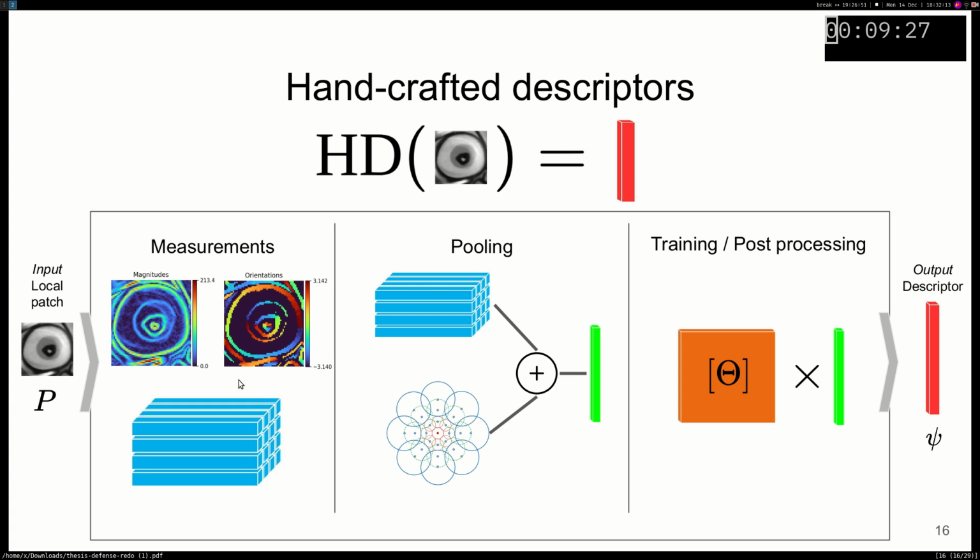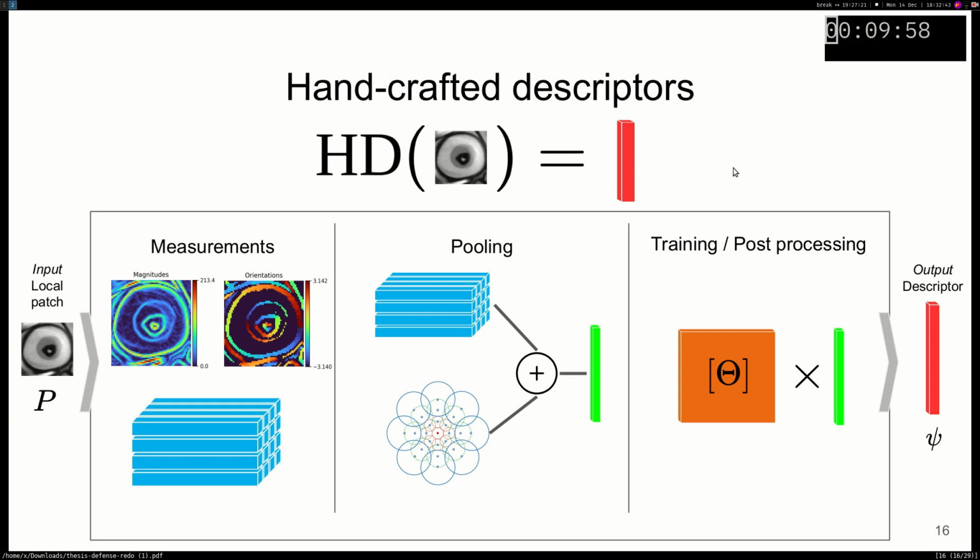So first, in the step of measurements, in our case we took gradient orientations and magnitudes, and we embedded them using a kernel descriptor. Now, in the second step, we use some pooling, which can either be aggregation over some spatial bins and then concatenation, or spatial encoding as we used. And the third is training or post-processing, which in our case was an affine transformation.